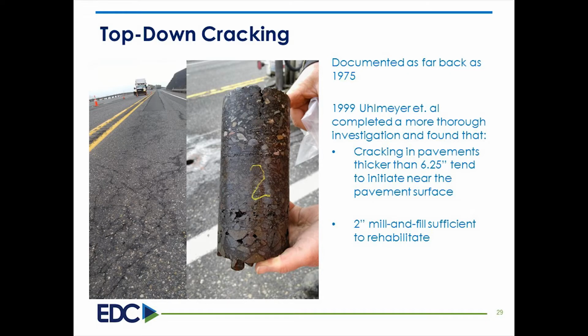And even when you get a situation like this with pattern cracking, and we will do cores when we evaluate the proper treatment strategies, when we look at those cores, we can see that the cracking is top-down. So with a 2-inch mill and inlay, we've essentially renewed the pavement structure and we don't have any excessive deterioration that we have to worry about. So that's one of the advantages that we have. And this has been very successful in avoiding the need for any further, more serious type of either rehabilitation or reconstruction.